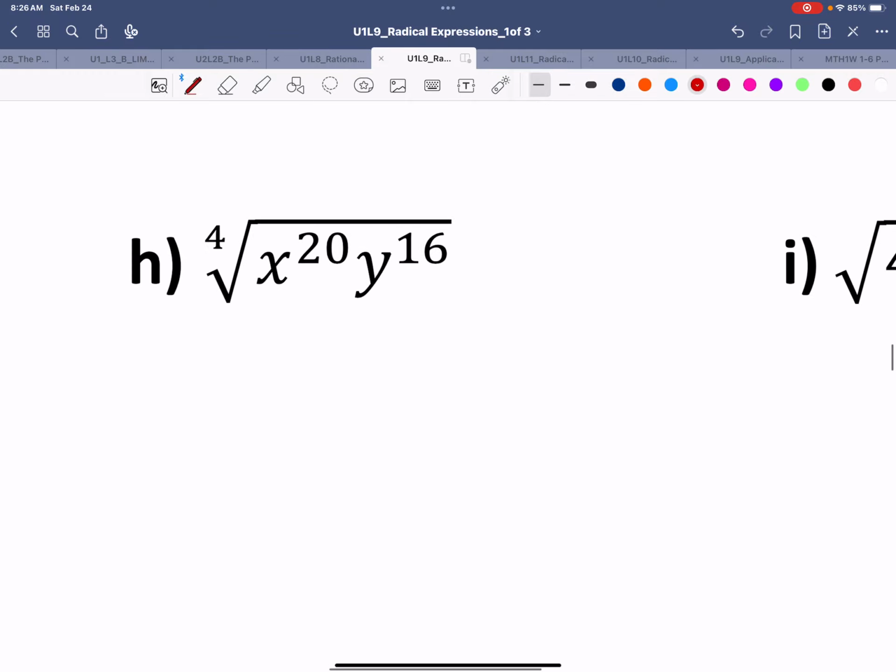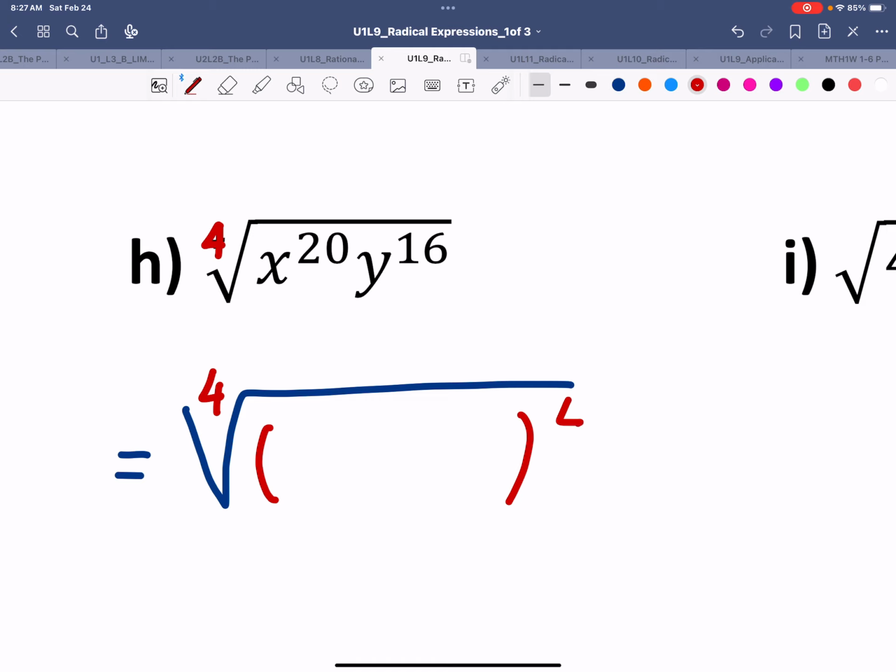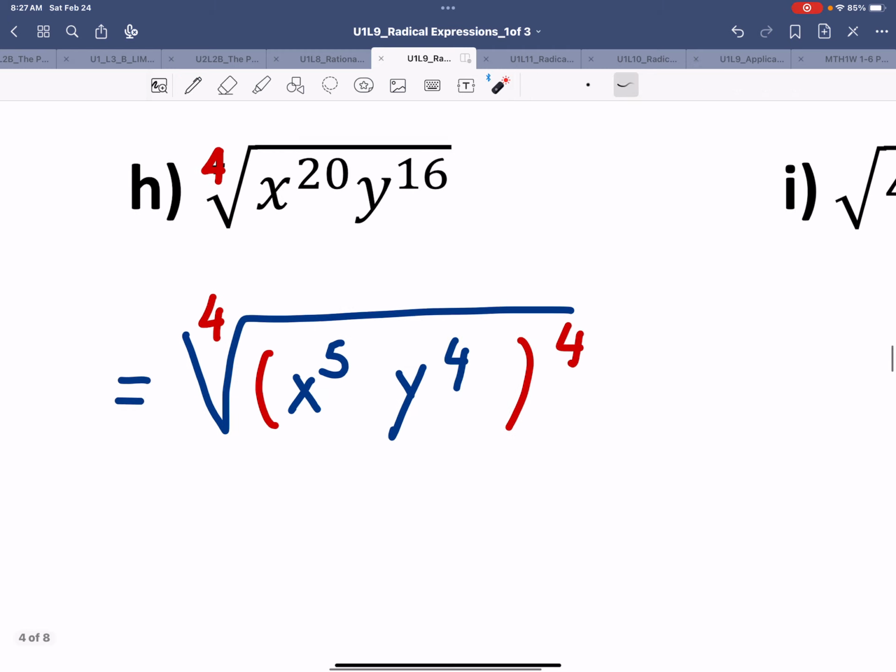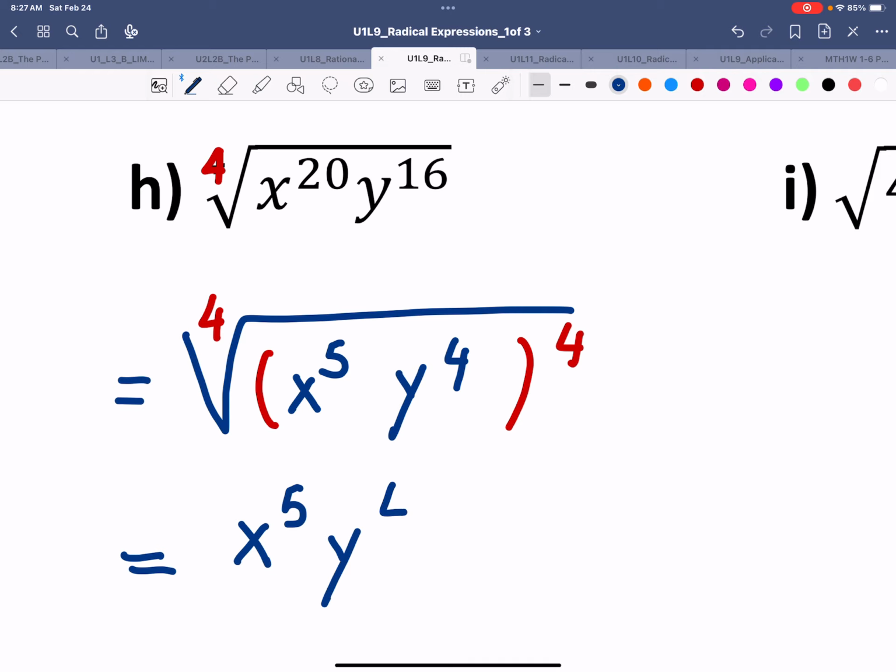We have an even index here, so be very careful. That means we are trying to rewrite the radicand as a perfect power of 4, same as the index. So power 4 stays out. x to the power of 20 will need an x to the power of 5 in the base. y to the power of 16 will need a y to the power of 4 in the base. So same idea, they simplify, and we'll have x to the power of 5, y to the power of 4.